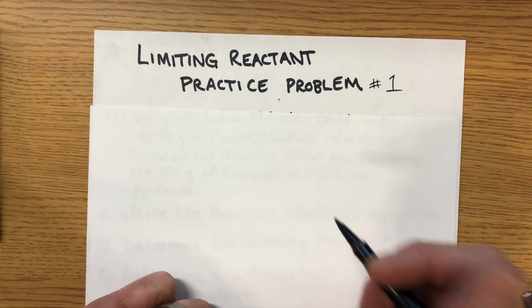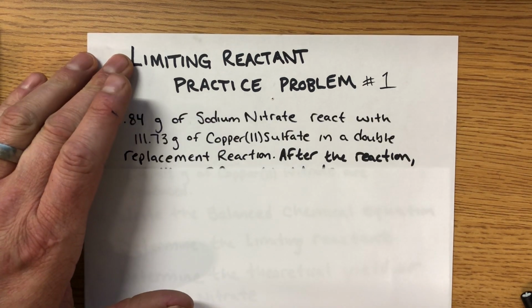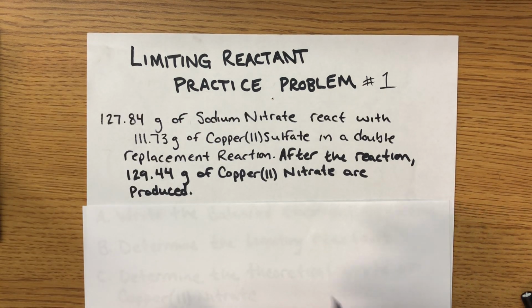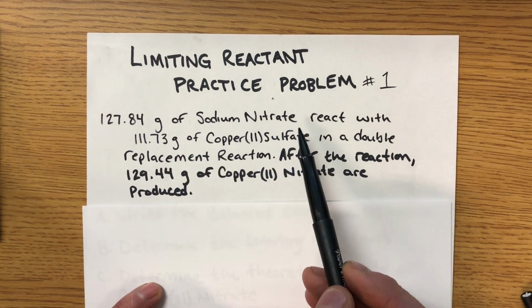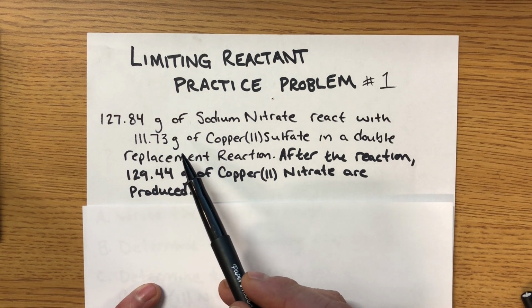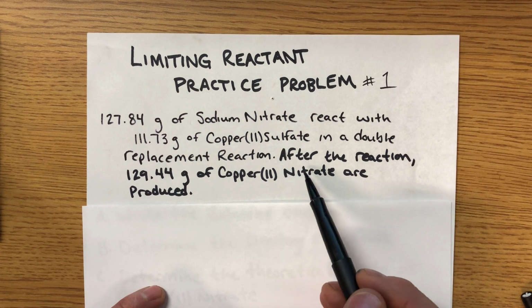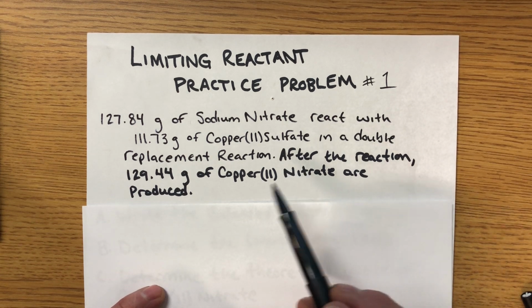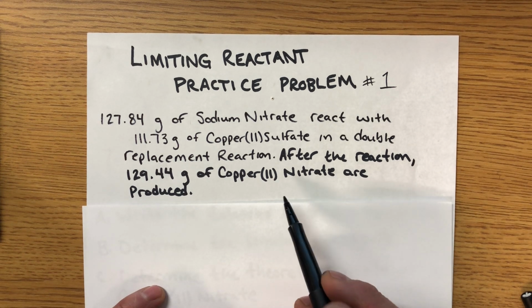All right, let's do a limiting reactant practice problem. So here's the situation. Let's just say that 127.84 grams of sodium nitrate react with 111.73 grams of copper 2 sulfate in a double replacement reaction. After that reaction takes place, 129.44 grams of copper nitrate are produced.